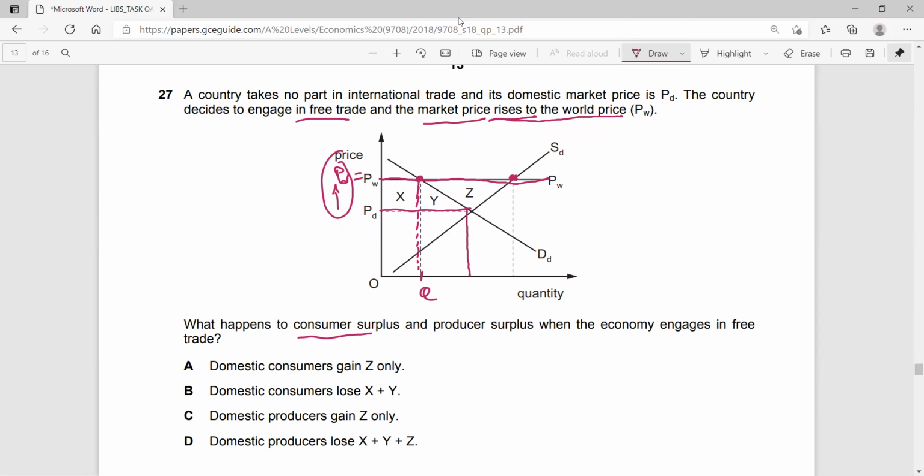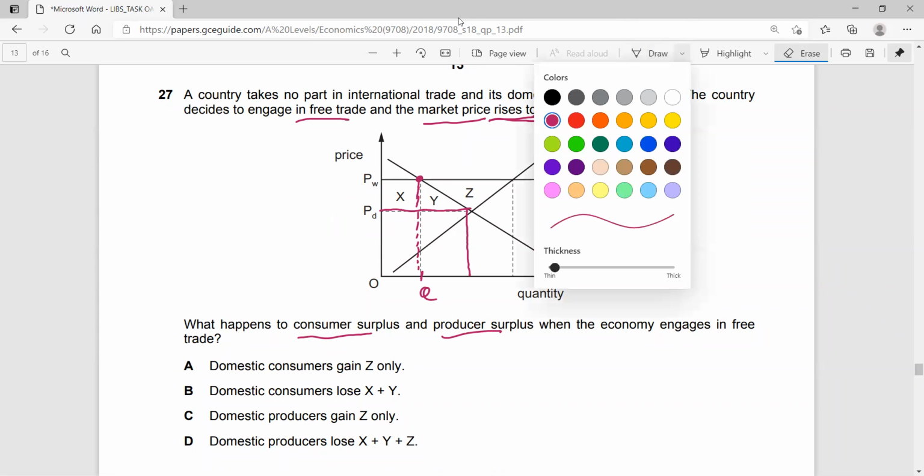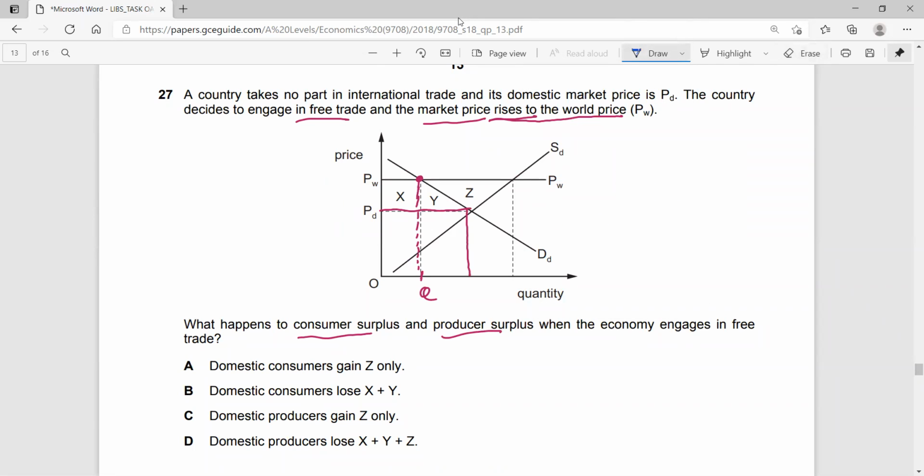So what happens to consumer and producer surplus when the economy engages in free trade? Let's look at some stuff. Let's make this a little less cluttered. Your consumer surplus initially was this, below the demand curve and above the original price level. Now this is the price level, so below the demand curve and above the price level is this. So your consumer surplus decreased by X and Y. So domestic consumers lose X and Y.